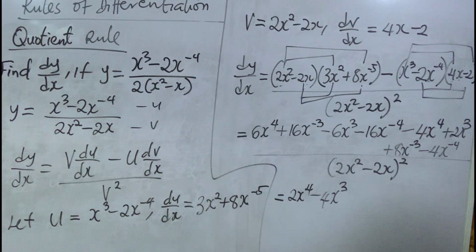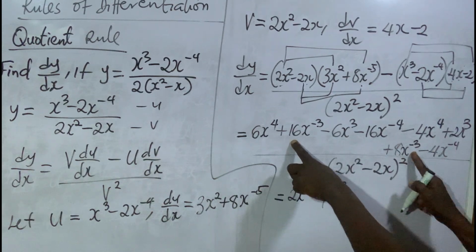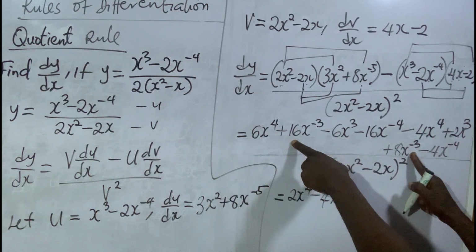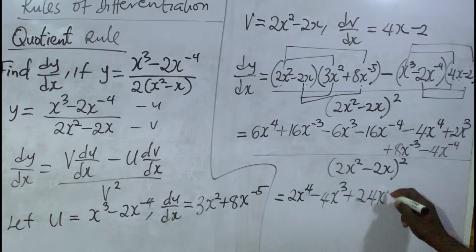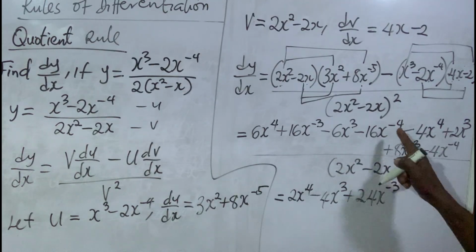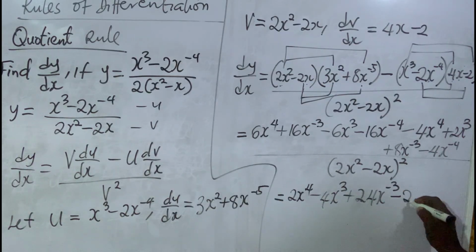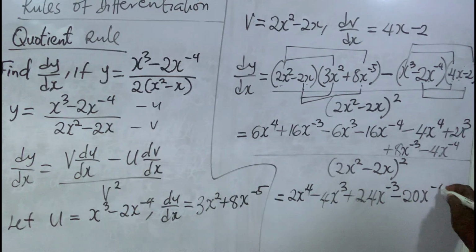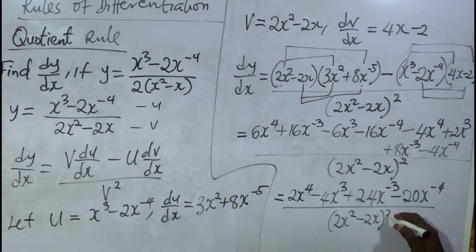Is there any x squared? Is there any x? So the next is x raised to power minus 3. So x raised to power minus 3, x raised to power minus 3: 16 plus 8 is 24. So I have plus 24x raised to power minus 3. Then we have x raised to power minus 4. Minus 16 minus 4 will give us minus 20x raised to power minus 4, all over 2x squared minus 2x all squared. You can leave our answer at this point.